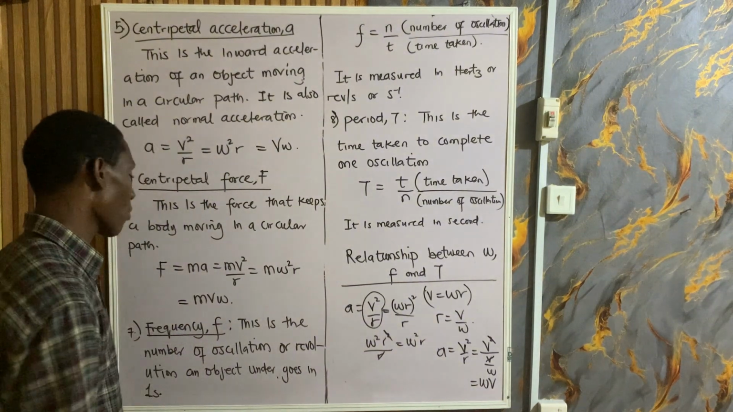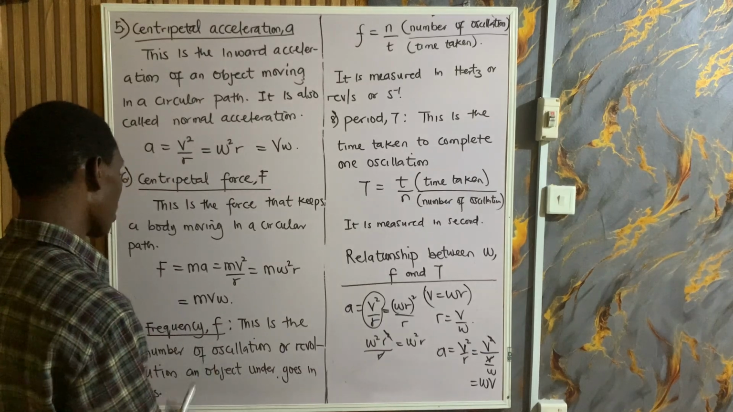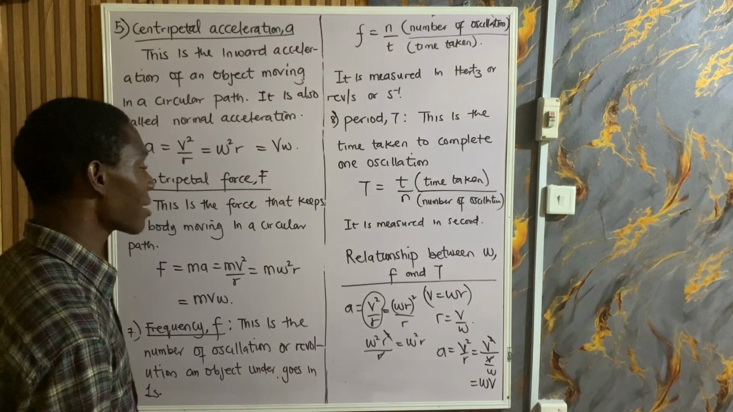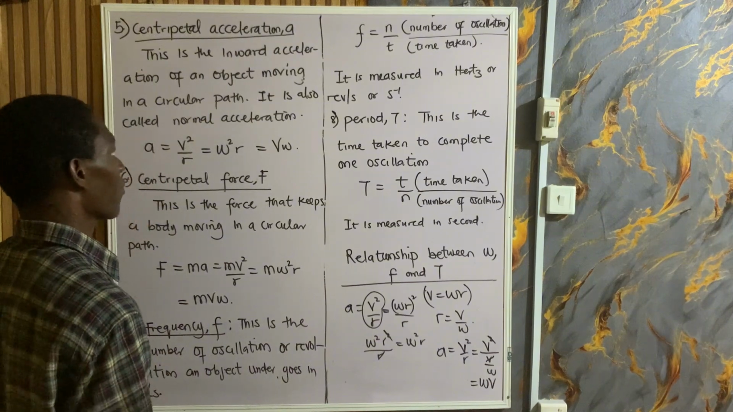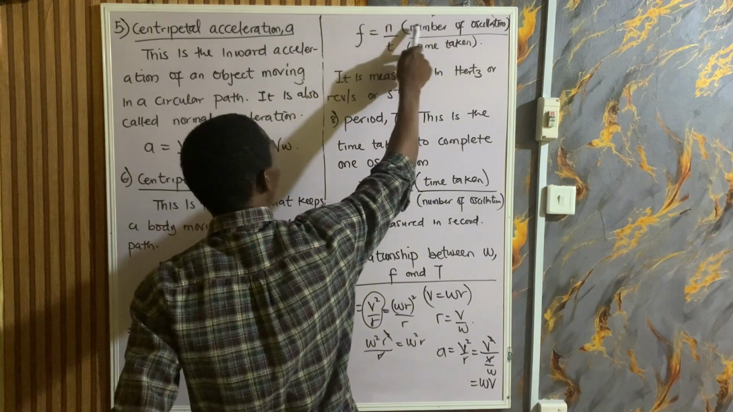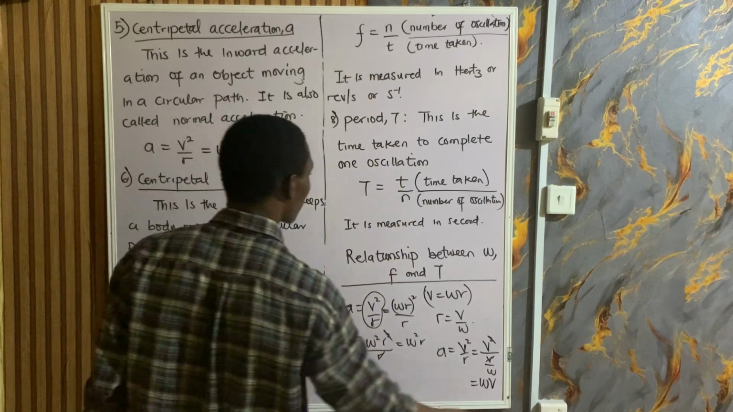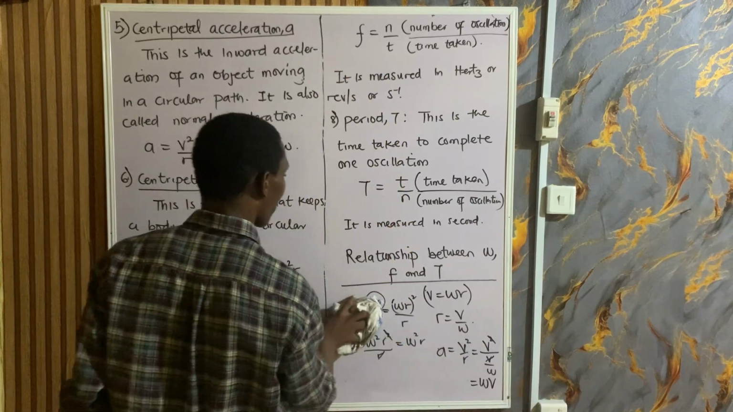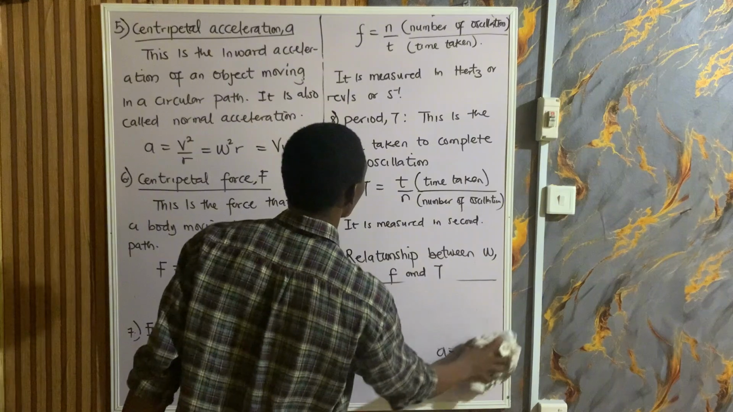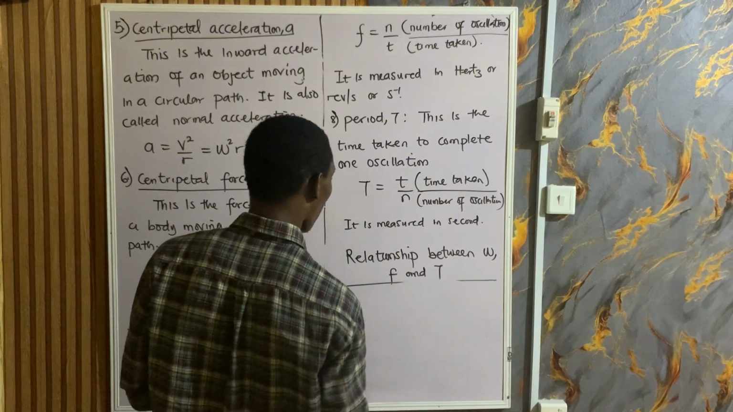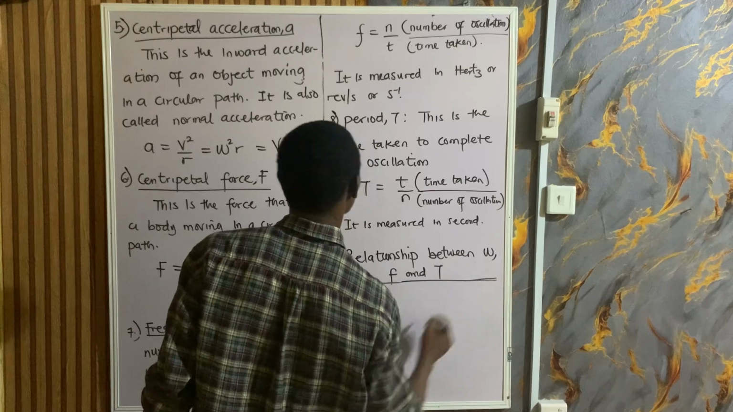So next is frequency. This is the number of oscillations or revolutions an object undergoes in 1 second. So frequency is the number of oscillations or revolutions per unit time, or per second. So that's that about frequency. It's measured in hertz, or revolutions per second.